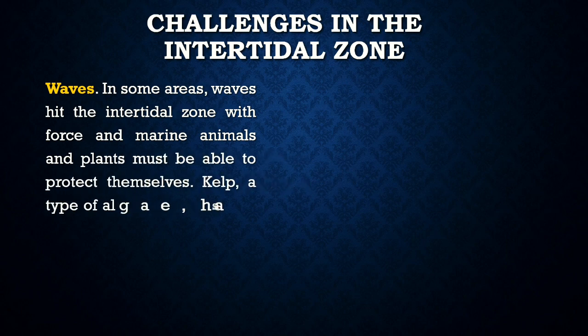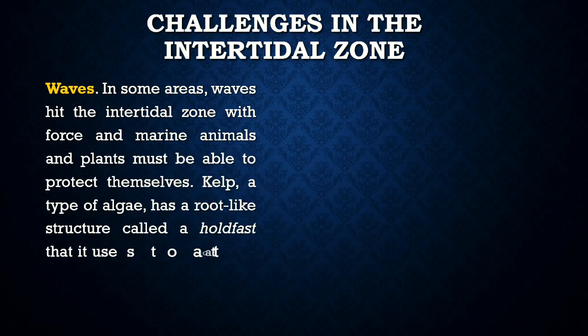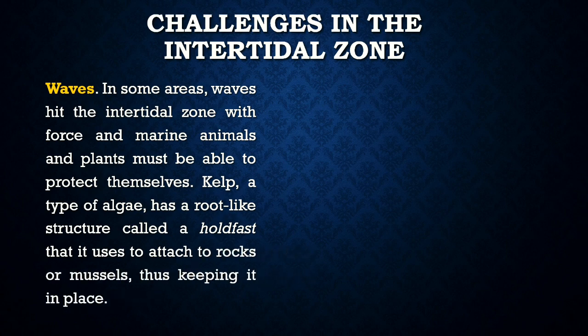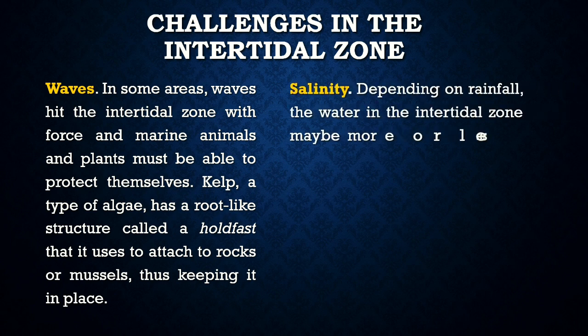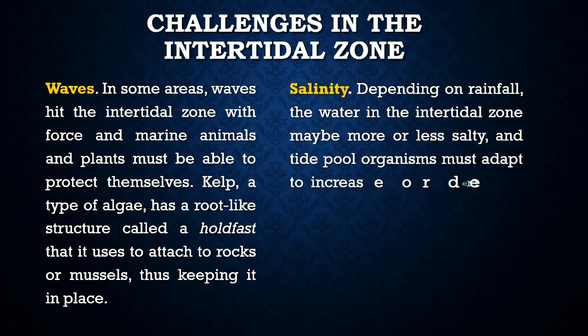Waves. In some areas, waves hit the intertidal zone with force, and marine animals and plants must be able to protect themselves. Kelp, a type of algae, has a root-like structure called a holdfast that it uses to attach to rocks or mussels, thus keeping it in place. Salinity. Depending on rainfall, the water in the intertidal zone may be more or less salty, and tide pool organisms must adapt to increase or decrease in salt throughout the day.